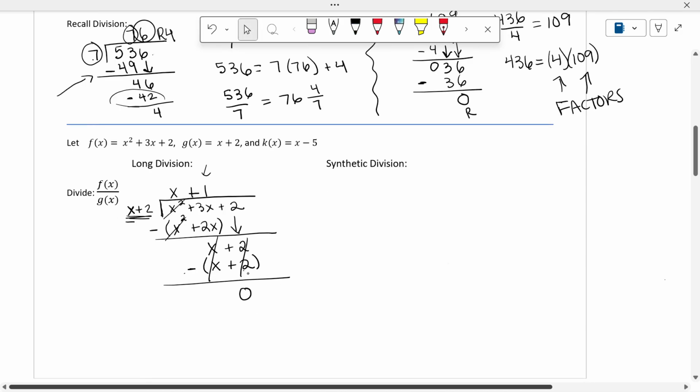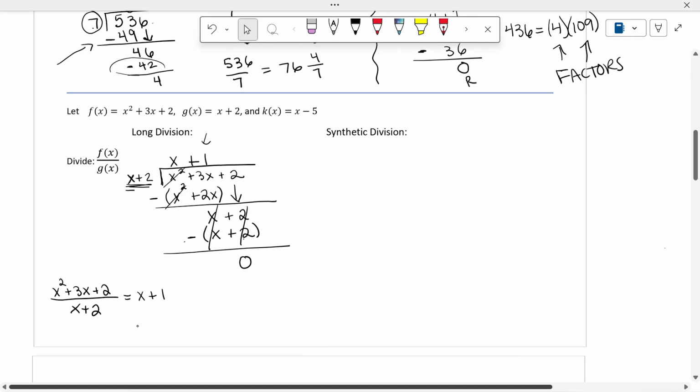Remainder is 0. Okay, so here's what we interpret. What did we just do? We just did x squared plus 3x plus 2 divided by x plus 2, and we got a quotient of x plus 1. Another way, if we go back to our different ways we can interpret this, we could say x squared plus 3x plus 2 is equal to x plus 1 times x plus 2, right? Now, there's no remainder, so these are factors. If the remainder is 0, then those two pieces are factors.